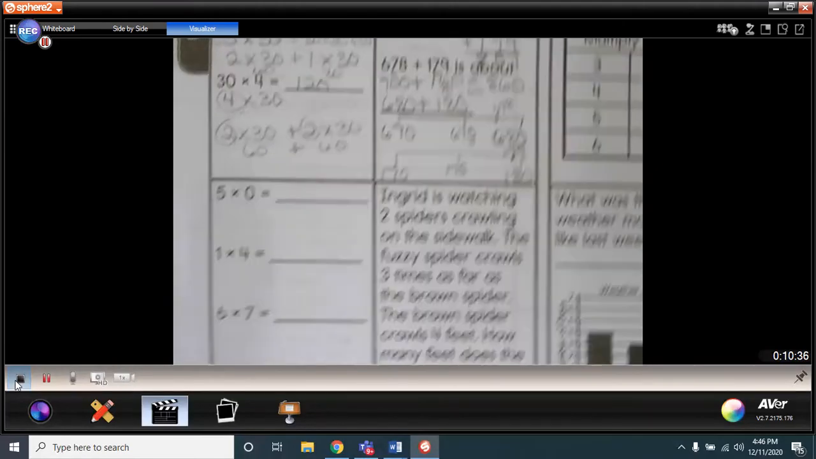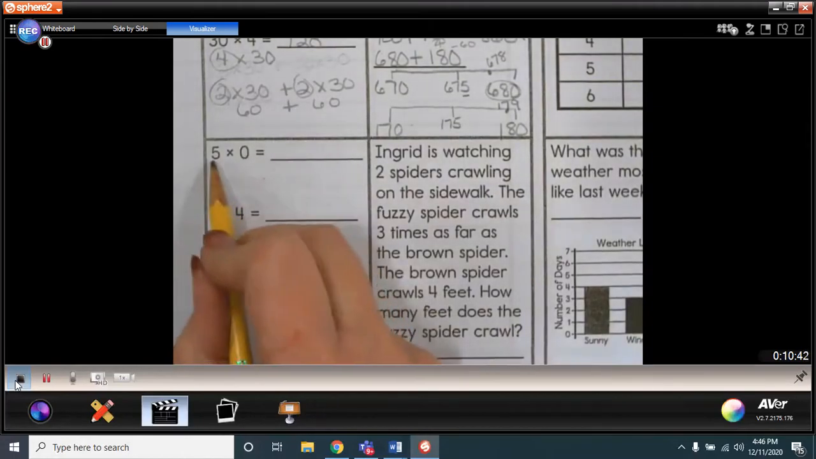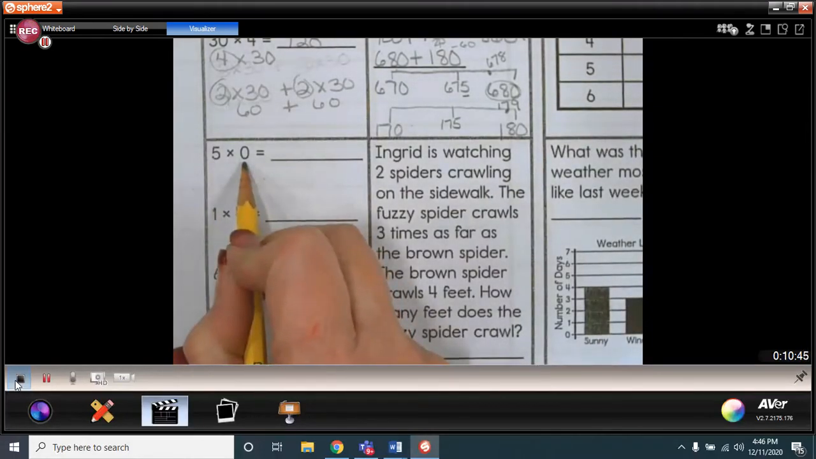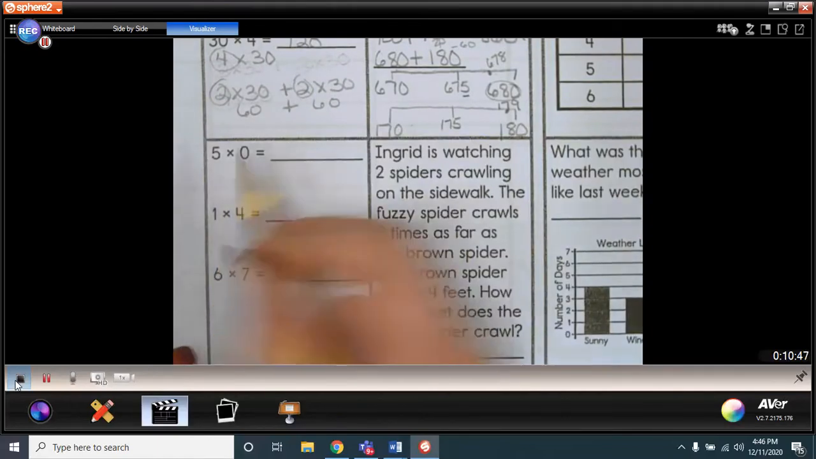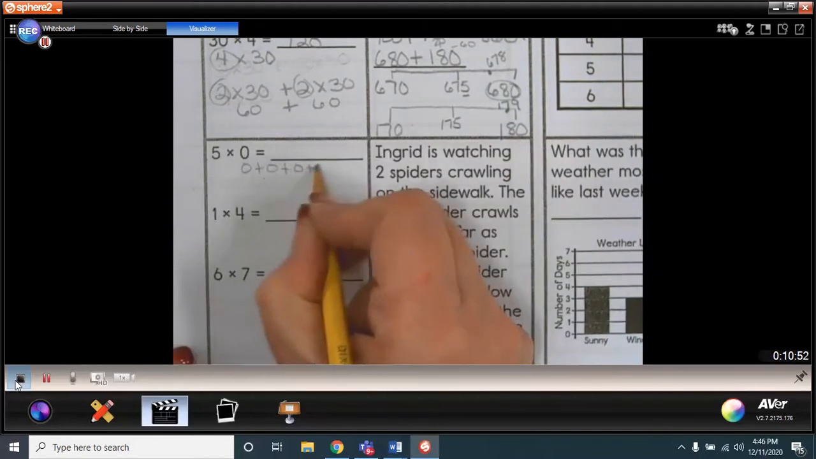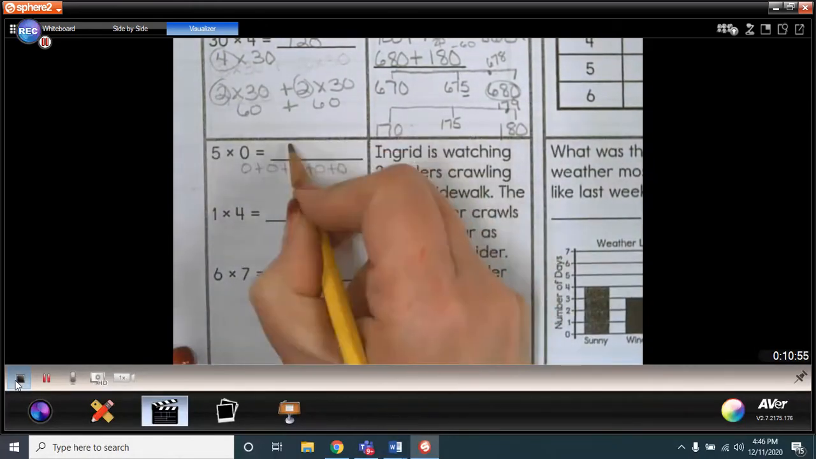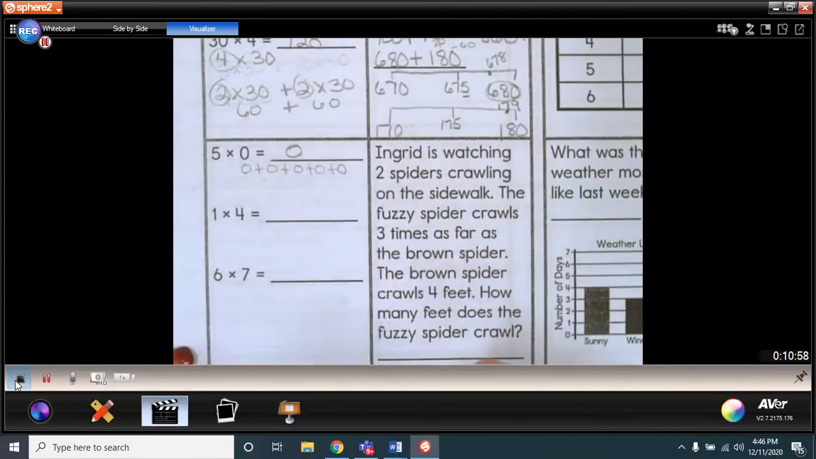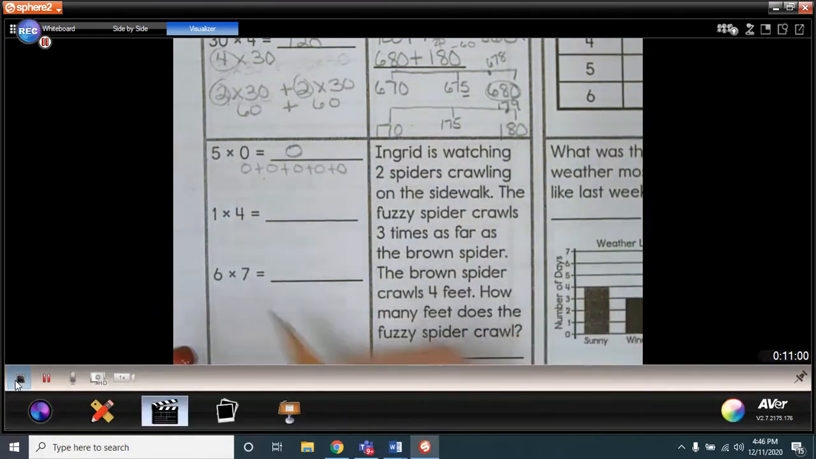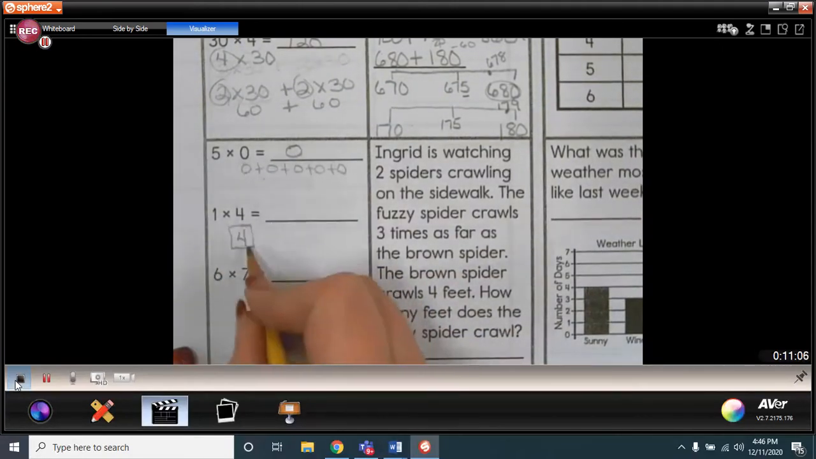We also have some simpler one digit by one digit two-factor equations here. So 1 factor, 2 factors, 5 groups of 0. So again, I don't care how many groups of 0 I could add together, it's always going to be 0. Even if I had 200 times 0, 200 times 0 would be 0. 1 group of 4, how much is that total? 4.